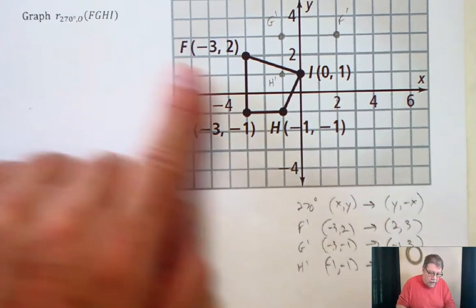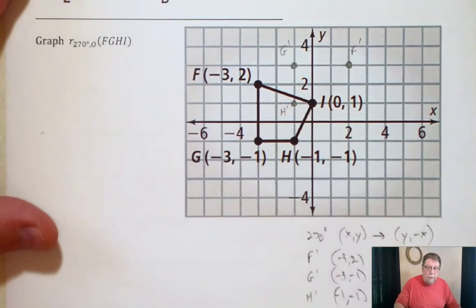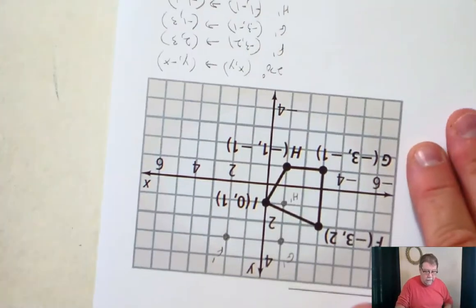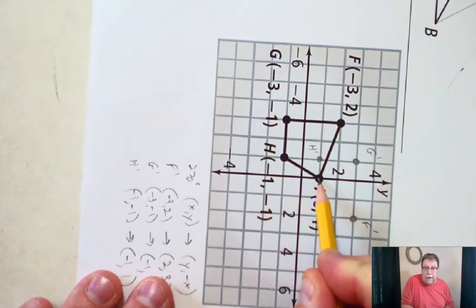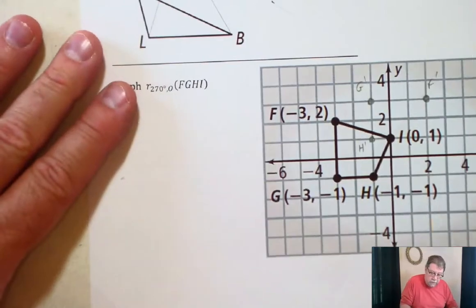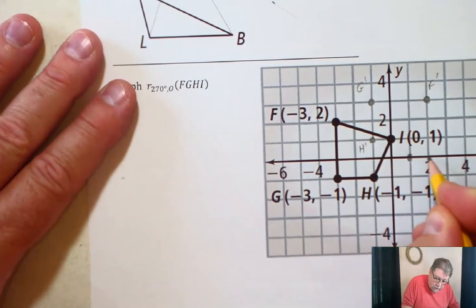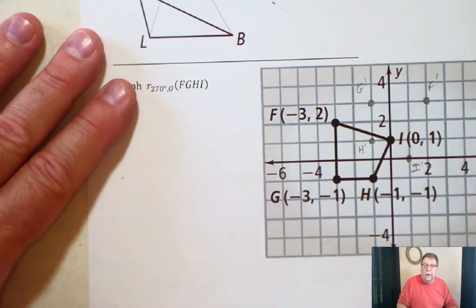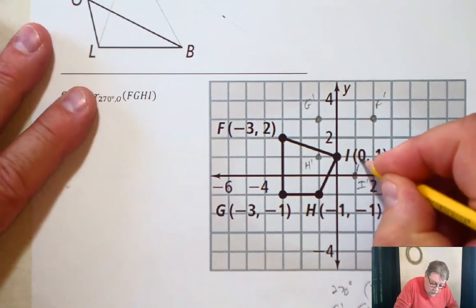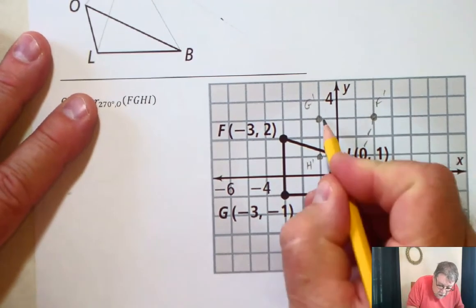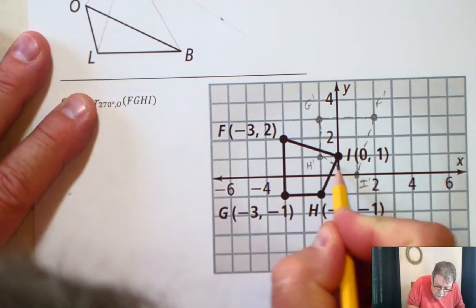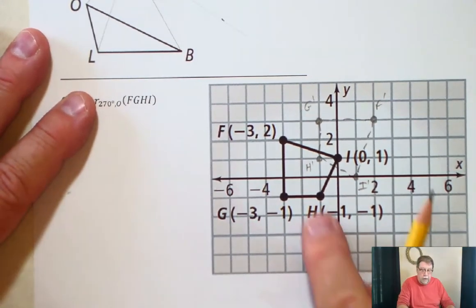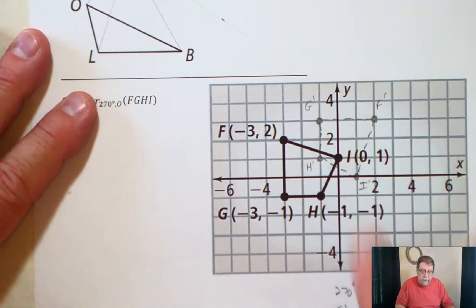Last one is I, right there. We're going to rotate it 90, 180, 270. It becomes the point 1, 0. So 1, 0 is here. There's I prime. We can connect the dots if we'd like. And you can see the pre-image here and the image there.